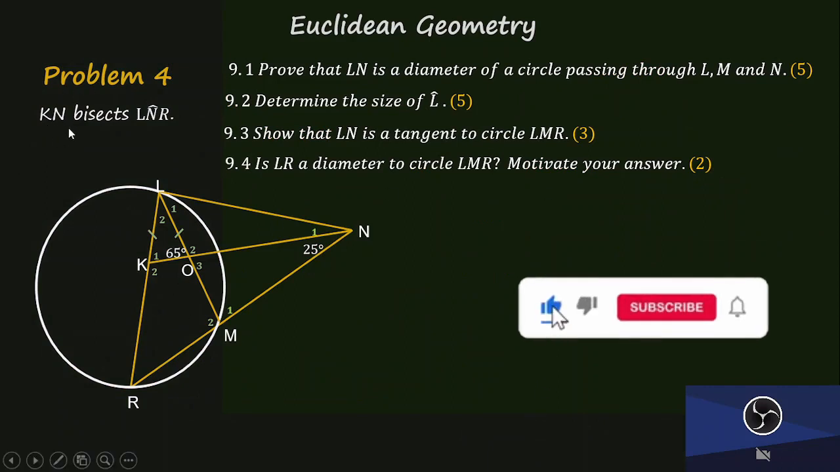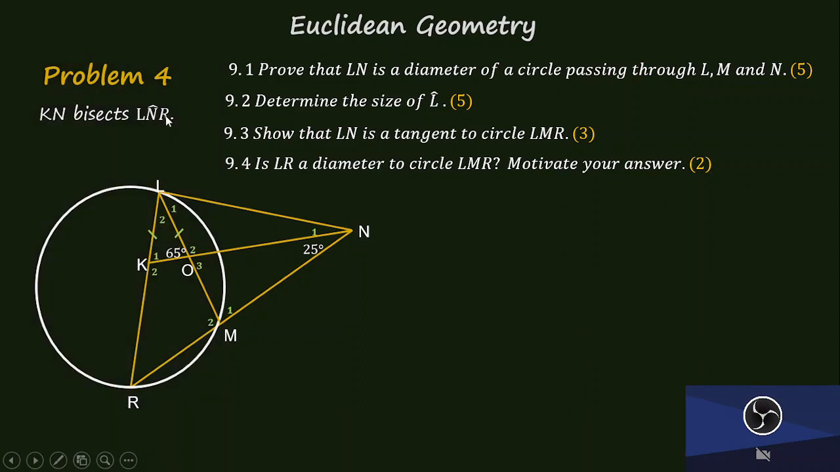In this problem, we are given that the line KN bisects LNR. So what this statement says to us is that this line cuts this angle N into two equal halves. The other half is 25 degrees. So that means N1 will also be 25 degrees. That's what that statement is saying. 9.1 says prove that LN is the diameter of a circle passing through LMN. We want to prove that LN is the diameter of a circle passing through LMN.